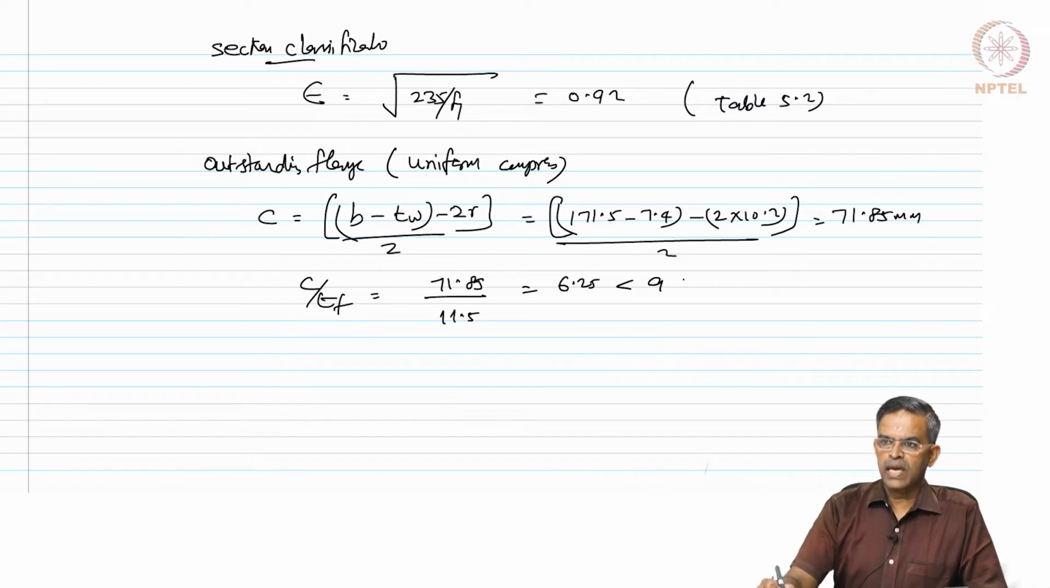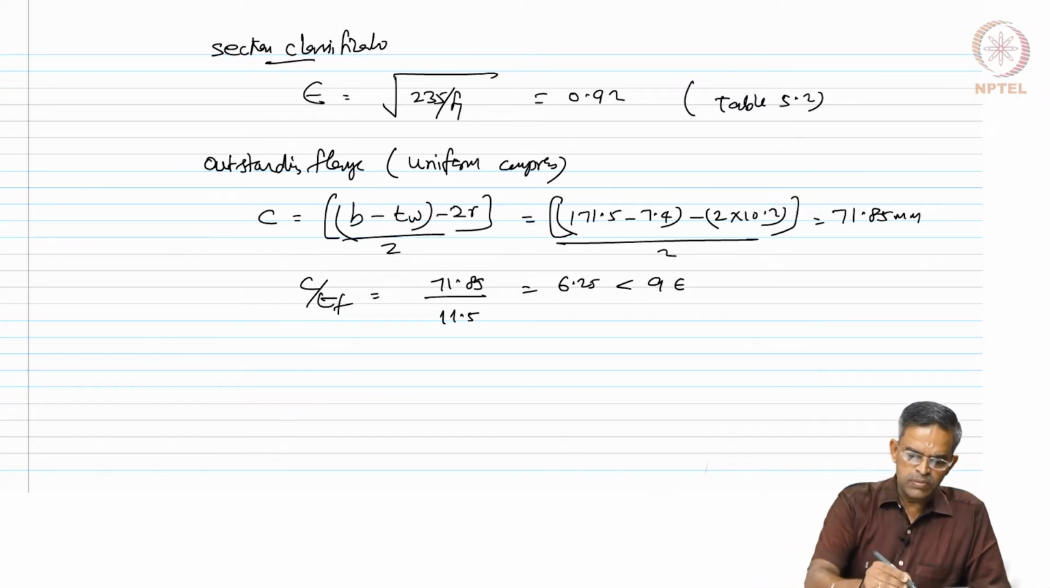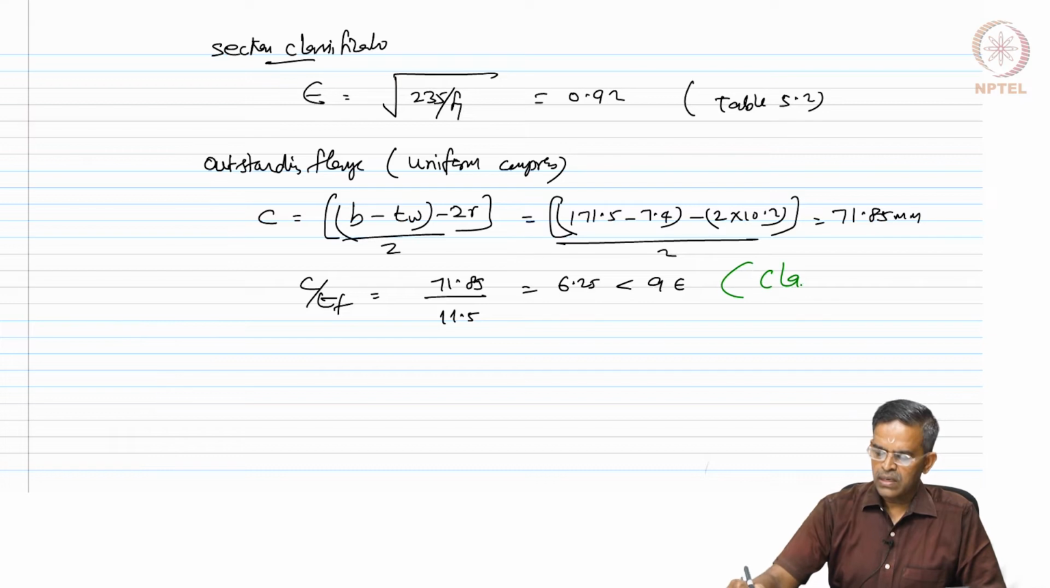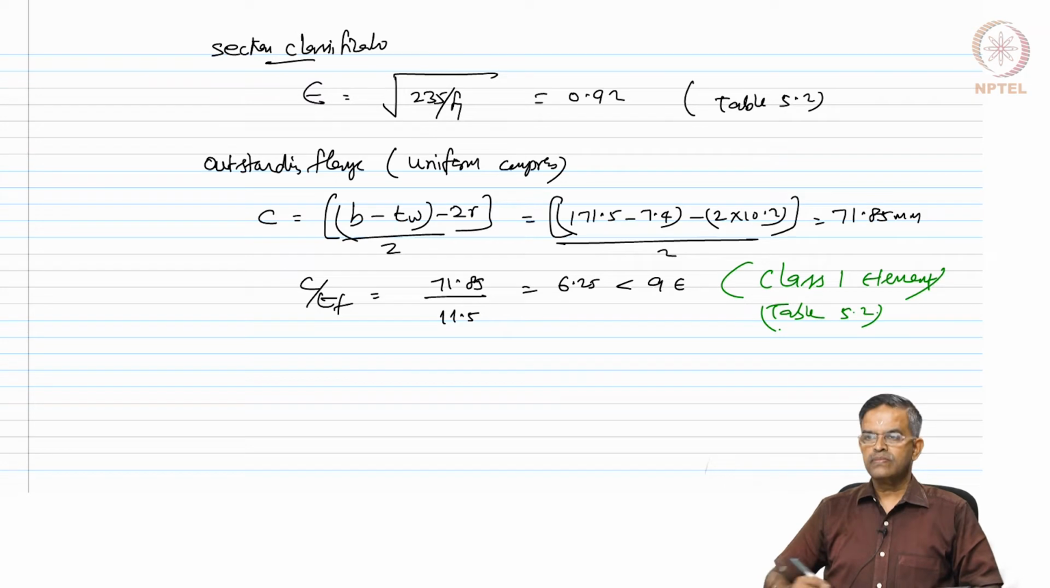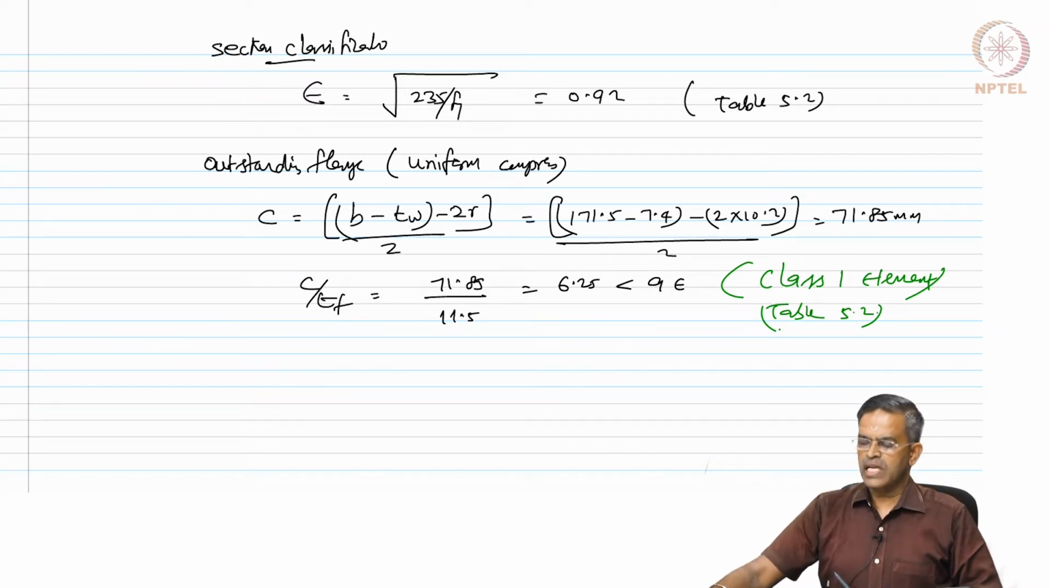which is less than 9 epsilon. So, this gives me that it is class 1 element. This is as per table 5.2 of the code. So, it is a class 1 element now.